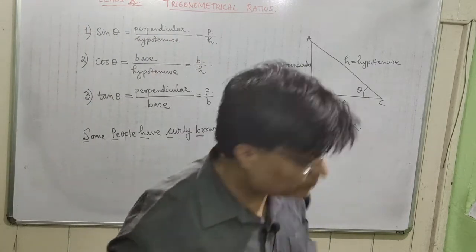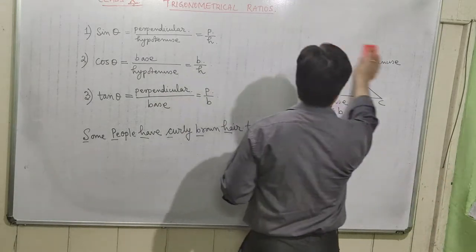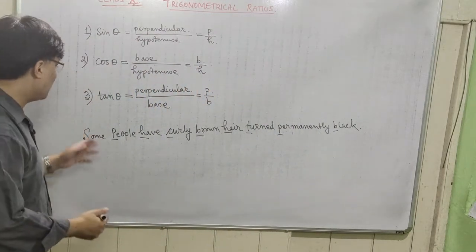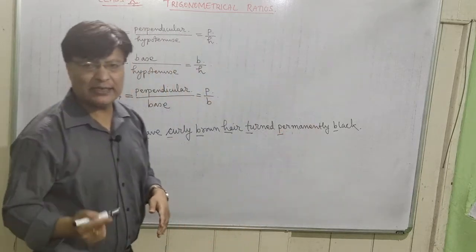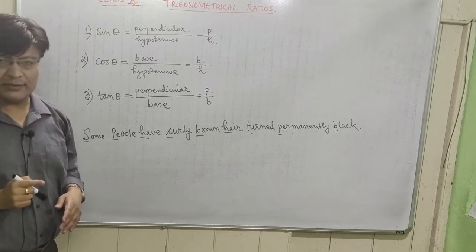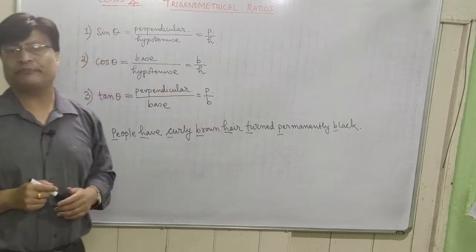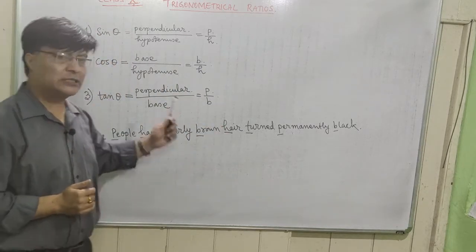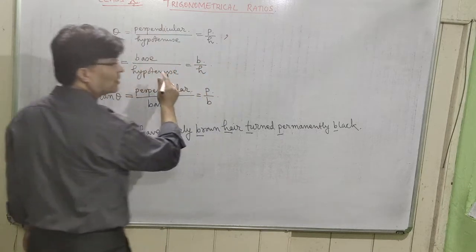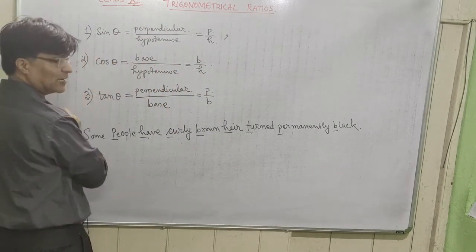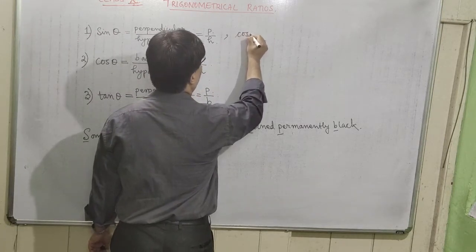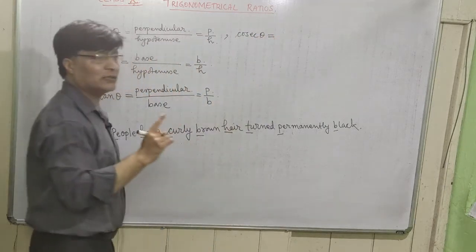So now, there are opposite trigonometrical ratios of sin theta, right? If you remember this statement, you can easily write down the formula for sin theta, cos theta, and tan theta. Some people have, sin theta is equal to P by H, curly brown hair, cos theta is equal to B by H, turned permanently black, tan theta is equal to P by B. Okay, and there is the opposite trigonometrical ratio of sin theta. So what is the opposite of sin theta? It is cosec theta. Opposite of sin theta is equal to what? Cosec theta.